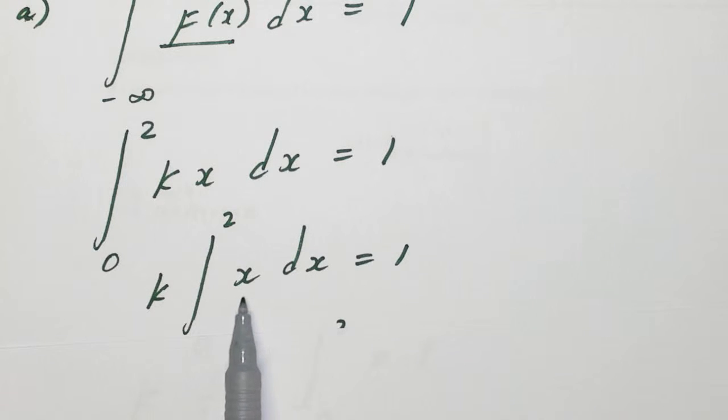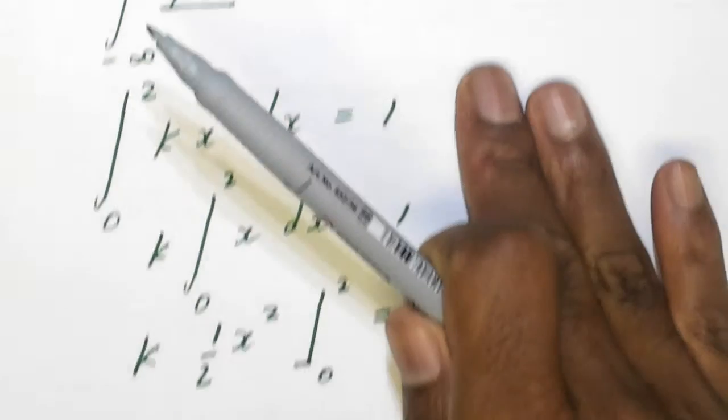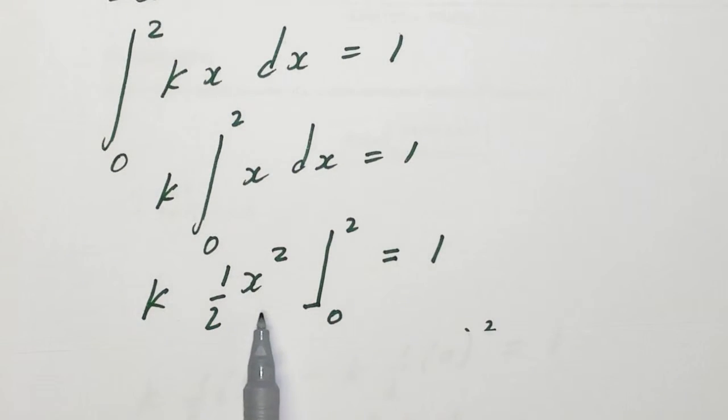Then I can integrate x, which is the antiderivative. To integrate x, what do I do? I add 1. I already have 1, I add 1, which is 2. Then I divide the coefficient of x by 2, which gives me half. So this is what you get: you get half x squared.